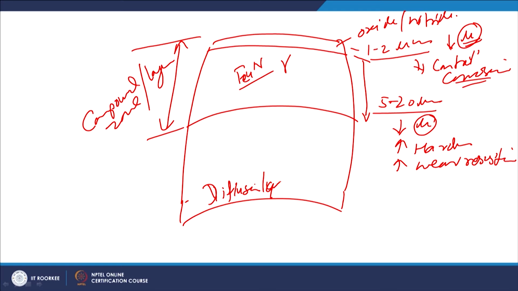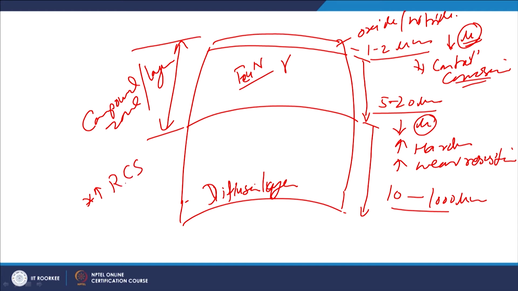Diffusion layer, and the width or depth of this diffusion layer can vary as per the kind of material and the conditions, 10 to 1000 micrometer. So, this is extremely good from the properties point of view. It helps to enhance the residual compressive stresses. It also helps to enhance the hardness, greater than the substrate. Hardness of this layer is greater than the substrate.